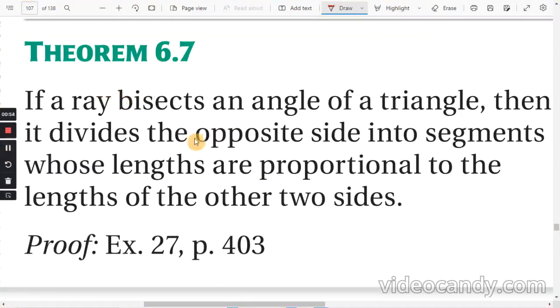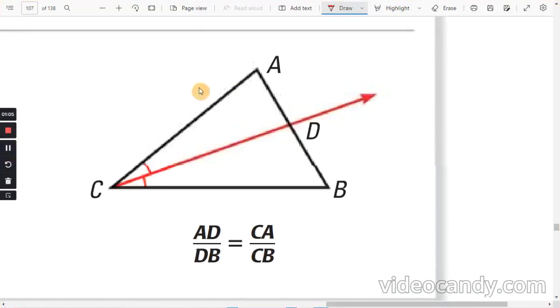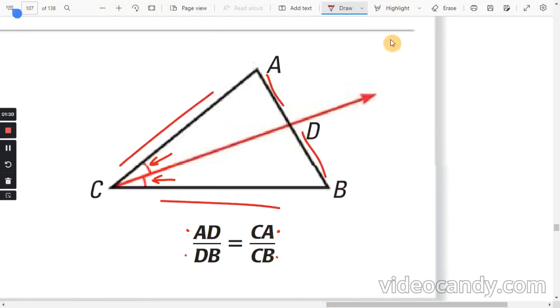Theorem 6.7: if a ray bisects an angle of a triangle, then it divides the opposite side into segments whose lengths are proportional to the lengths of the two other sides. Okay, so here's the triangle. This red thing here is the ray, and it's bisecting this angle C right here. You can see this angle is marked congruent to that angle. As a result, AD over DB, which means this over this, is going to equal CA over CB, this over this. Okay? You can also do it a different way.